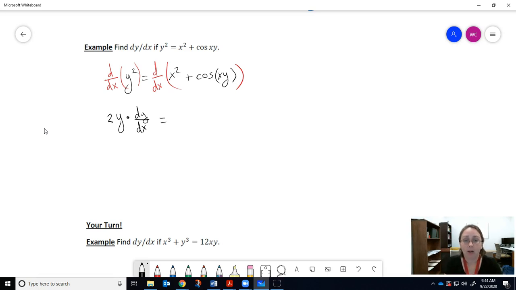On the right-hand side, we're going to do the two terms separately. The first term is just a function of x. So the derivative with respect to x, this is what you're traditionally used to. So 2 comes down, x to the first power. You can write dx/dx, but it's just 1. Plus, let's do the second term's derivative. So in this case, what rule do we need? This is going to be chain rule.